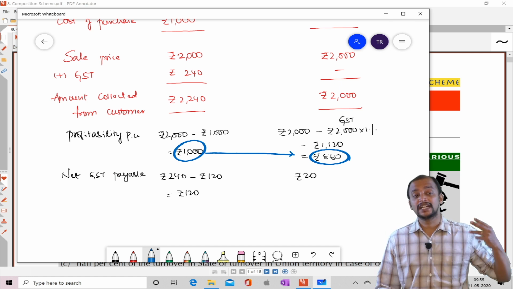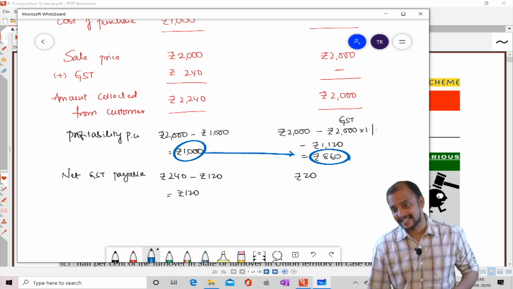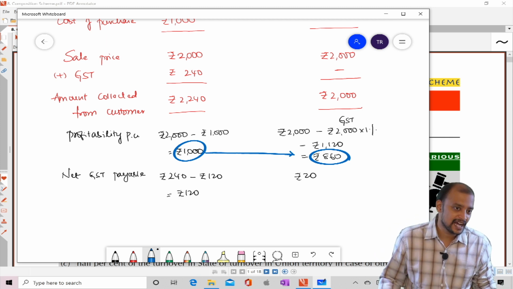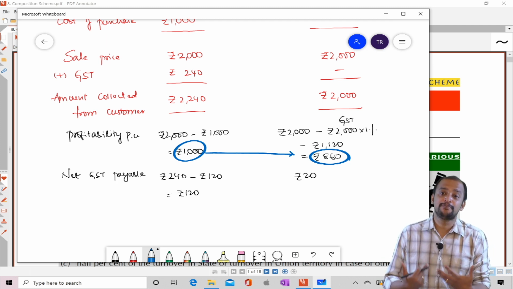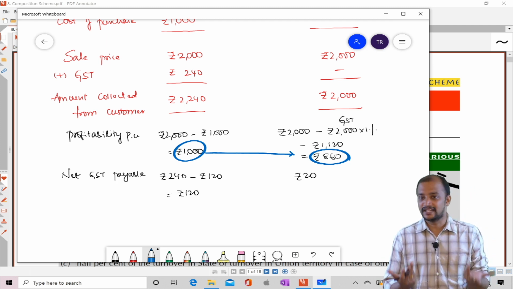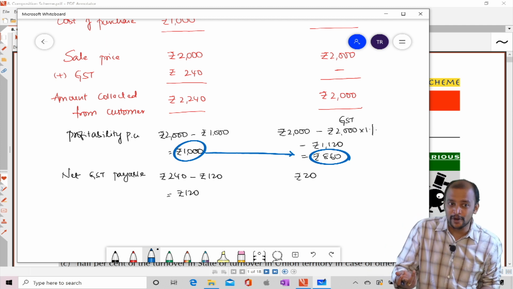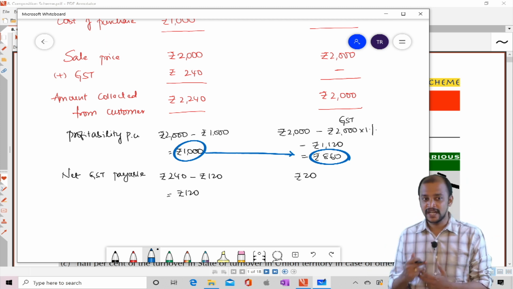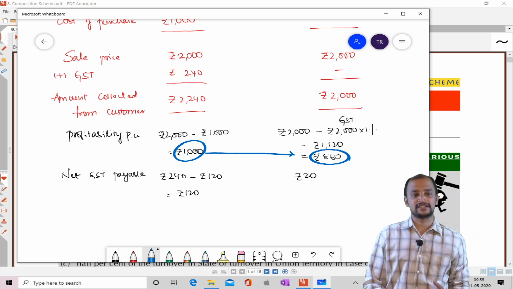Number two, whatever ITC is there, you cannot take it as credit, which means that whatever credit you have paid is a loss. That is one loss. You cannot recover the GST from the customer, but you have to pay out of your pocket. That is another loss, which means that definitely profitability per unit will come down under the composition scheme.